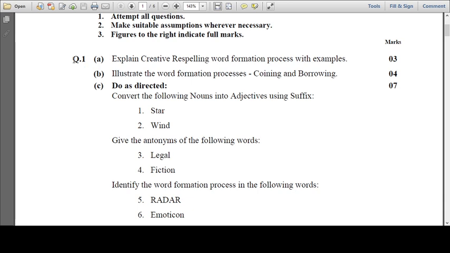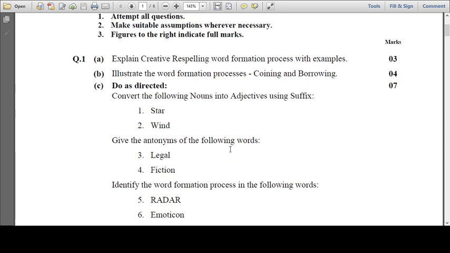Now when you see this paper, our first question is: explain creative respelling word formation process with examples. This question is from unit number 1. I want to give a disclaimer that whatever answers I am telling today, these are subjective questions, so it depends on the paper checker. But the content will be as per today's lecture.